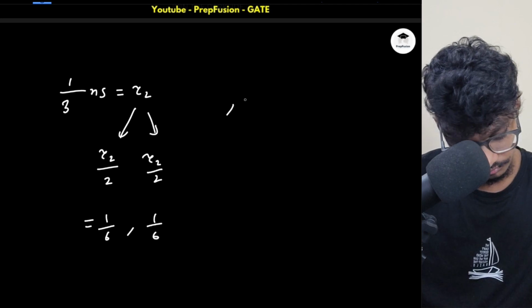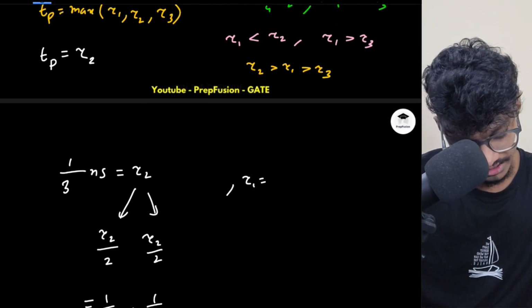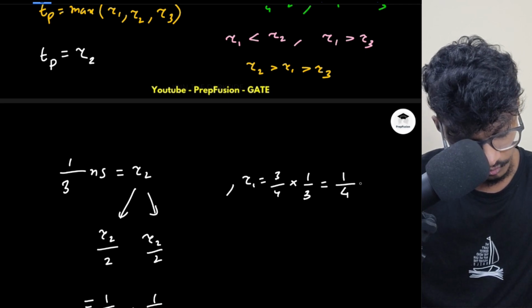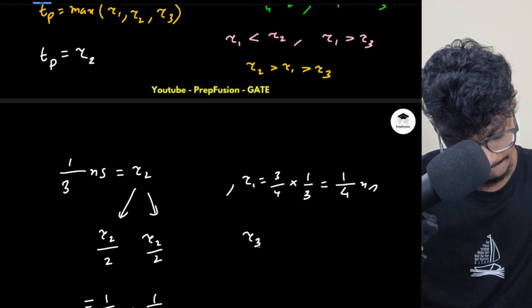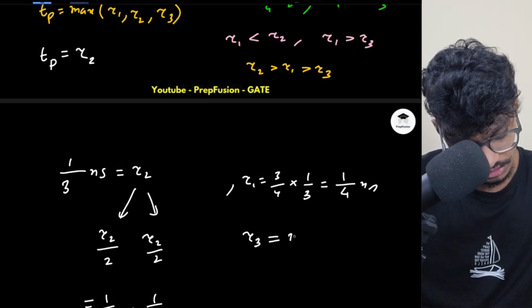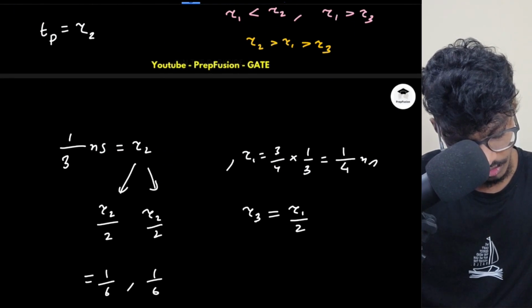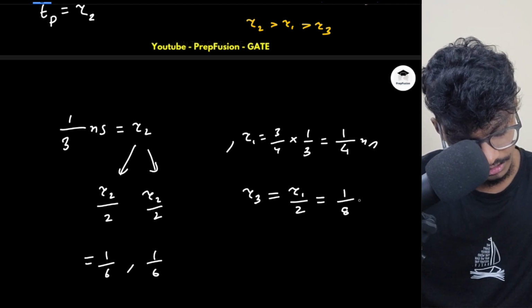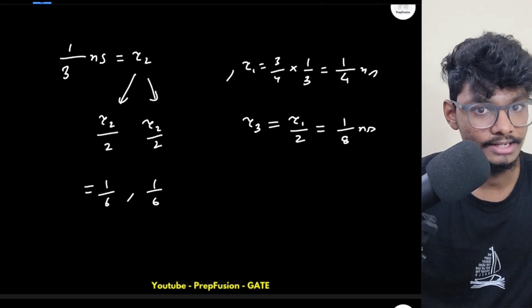What about tau 1? Tau 1 is 3 by 4 of tau 2, right? So what is tau 2? 3 by 4 into tau 2. Tau 2 is 1 by 3. So tau 1 is 1 by 4 nanosecond. And what is tau 3? Tau 3 is tau 1 by 2, right? Tau 1 is 1 by 4. So tau 3 will be 1 by 8 nanosecond.